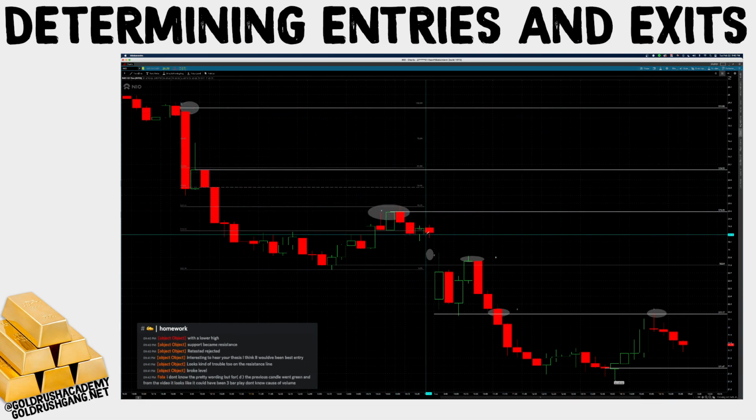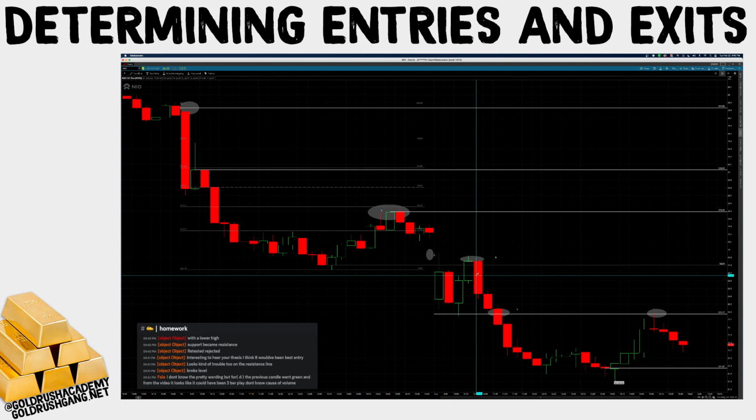Now this, from this red candle here and before, was yesterday, Friday. Someone said for D the previous candle went green, and from the video it looks like it could have been a 3-bar play down. Not sure because of the volume. So Fola, show me. Take the 3 bars, take a screenshot of it and post it in here so we can see it.